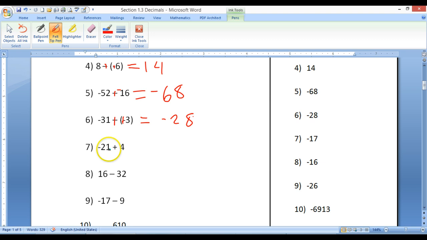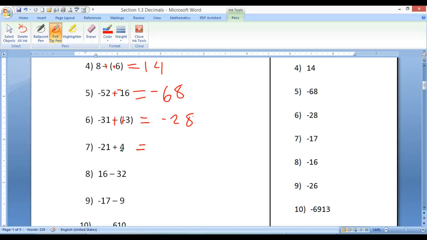Hey, this one it's been done for us, that it's already been changed to an addition sign. So now I need to look at the values here. I have a negative and a positive. So what do we do? Subtract. So I'm going to subtract here 21 and 4. What is the difference between those two? Give you a second to think about it. Or you can count down 21, count down 4, 20, 19, 18, 17.